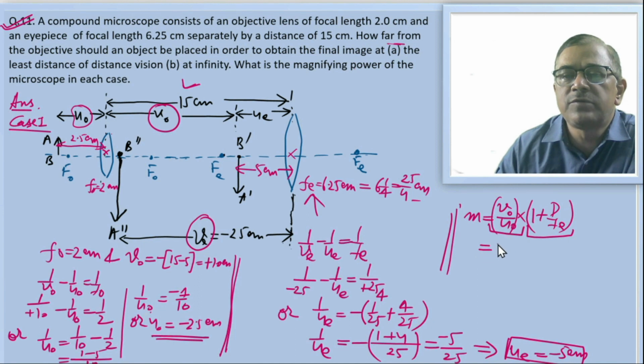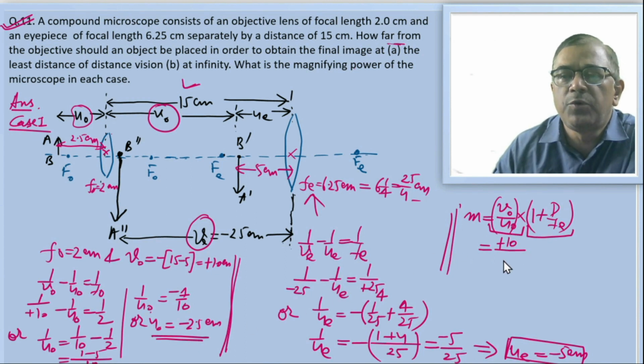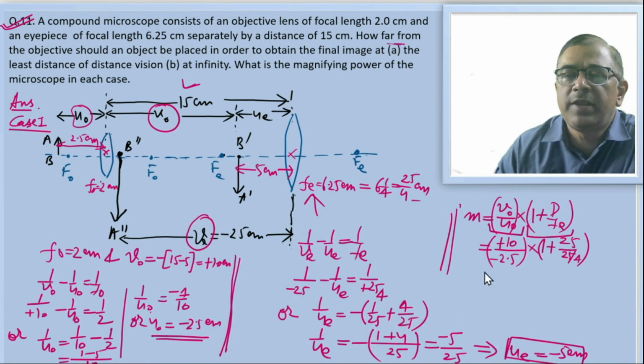So VO is equals to plus 10. We need to put all these values with sign convention, and UO is equals to minus 2.5, and then multiplied by 1 plus D is 25, and FE. How much is FE? FE is equals to 25 by 4, and let's see what we get. This is equals to minus 4 multiplied by 1 plus 4, and this is equals to minus 20. So magnification is minus 20.